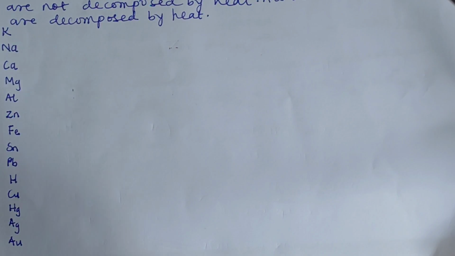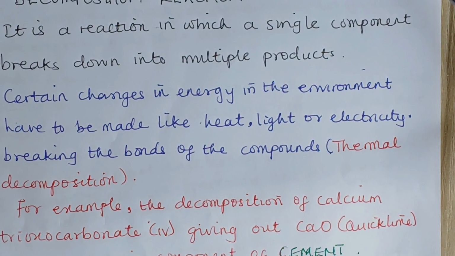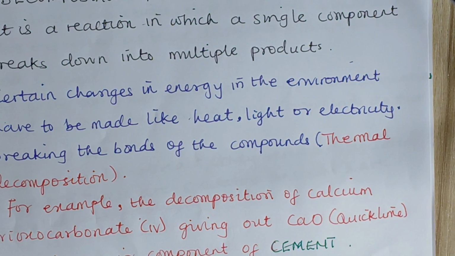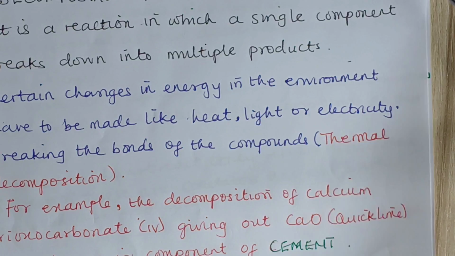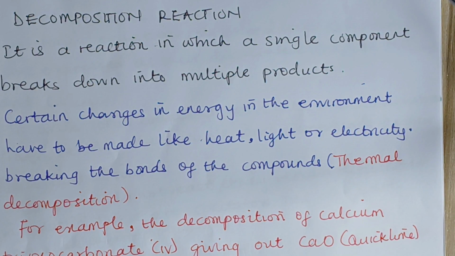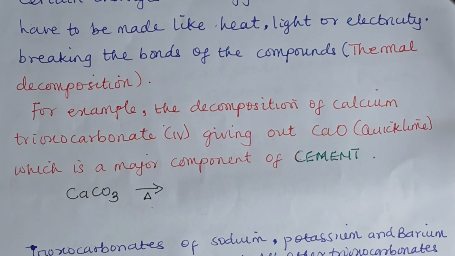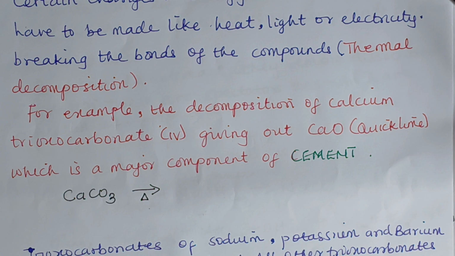The next reaction here is the decomposition reaction, a reaction in which a single compound breaks down into multiple products. For instance, certain changes in energy in the environment have to be made, like heat, so we end up having thermal decomposition, and also electricity, which helps in the breaking of the bonds of the compound. For example, the decomposition of calcium carbonate gives out calcium oxide, that's quicklime, which is a major component of cement.